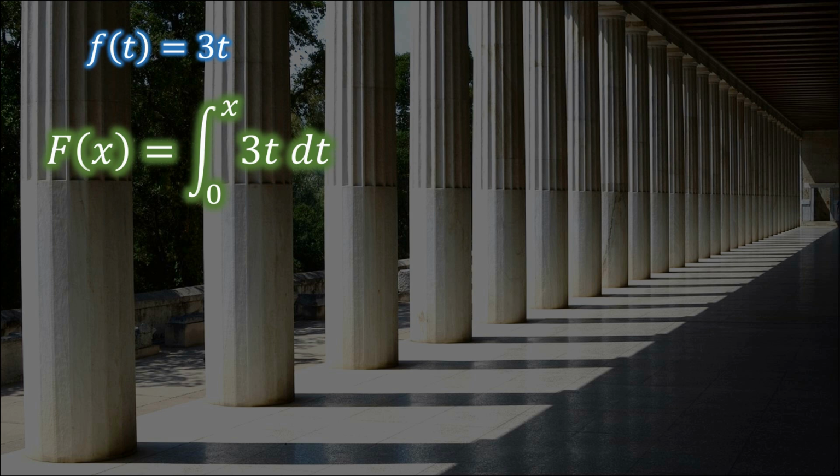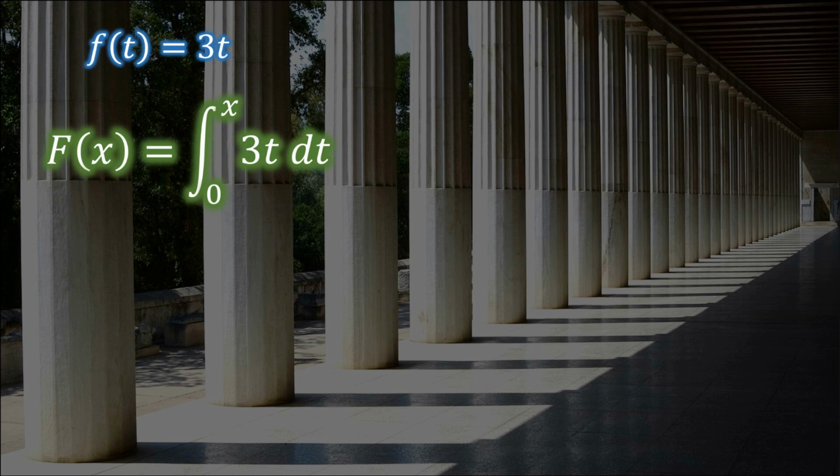So this is a function where you give me a value of x, and then I work out the definite integral from 0 to the x that you told me of 3t with respect to t. So in other words, it's the area under the curve between 0 and whatever number you say.